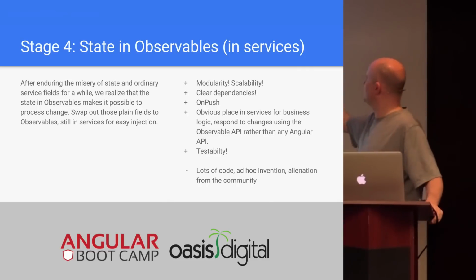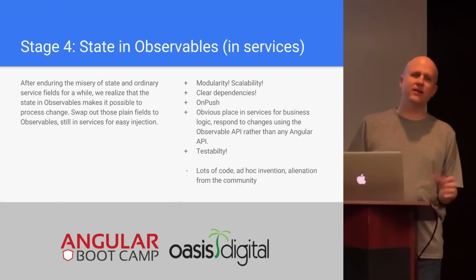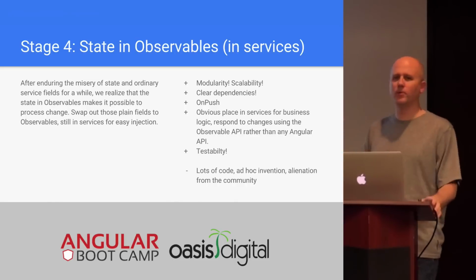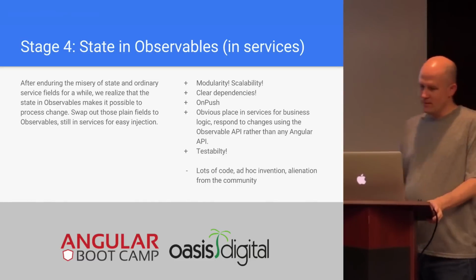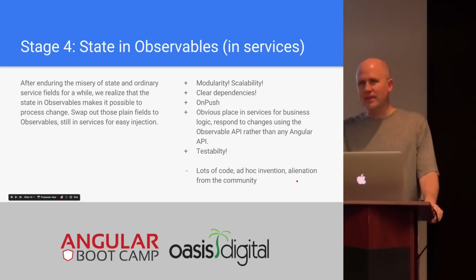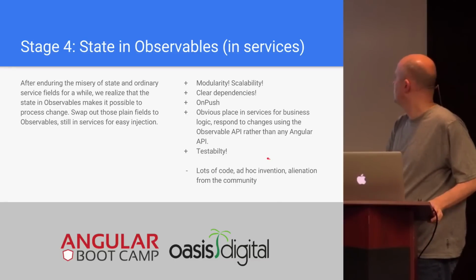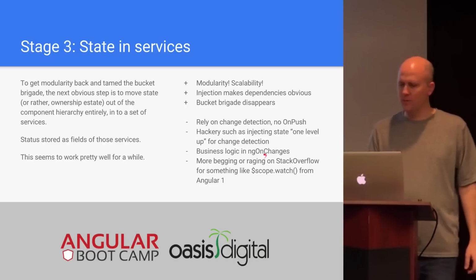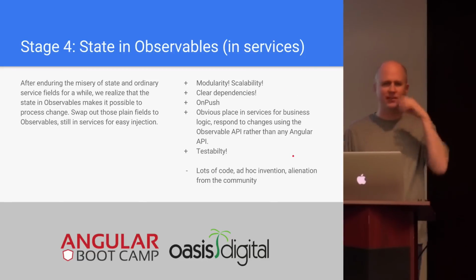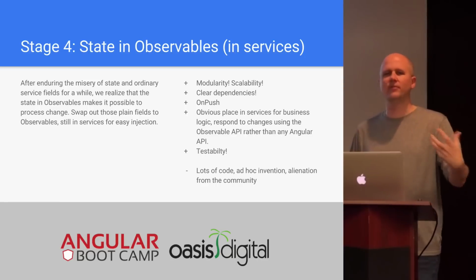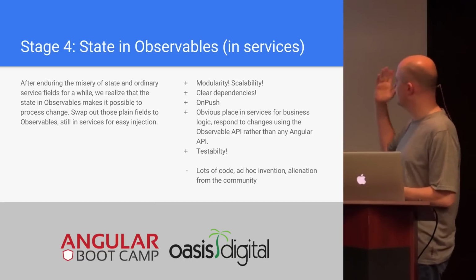So you get the modularity, you get the scalability, you get the obvious dependencies. You can use OnPush because if the data arrives by observables with the async pipe, OnPush will do just the minimum update necessary. You don't need the full change detection. Most importantly, these observables give you a place to write business logic that is not tangled up with Angular. And so you avoid the temptation to put business logic in ngOnChanges, because you can actually subscribe to your state and do business application level stuff there, instead of feeling like you have to get tangled up with the Angular API for that. You get this great testability.